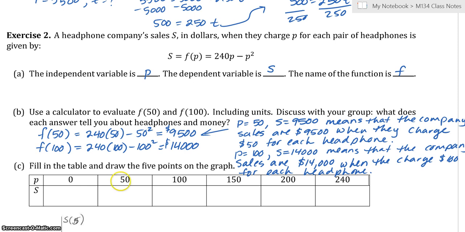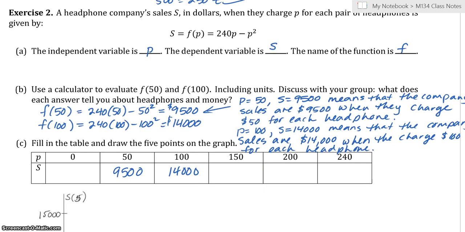So we've already figured out, by the way, 9,500 and 14,000. You can go ahead and try to fill out the rest. When you're done, come back. Here are the correct answers.